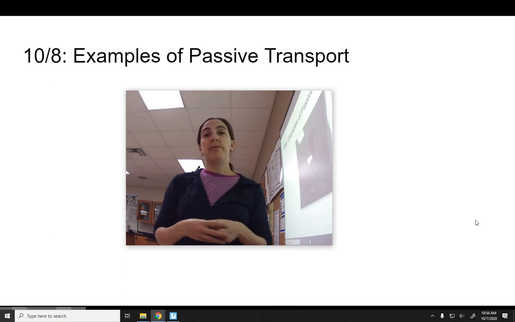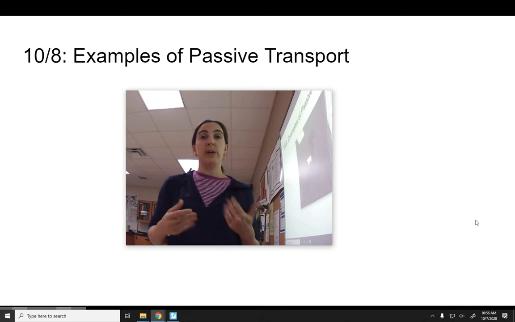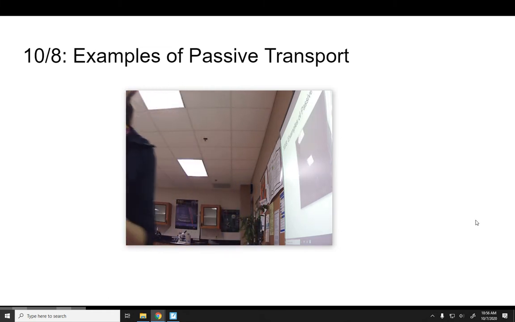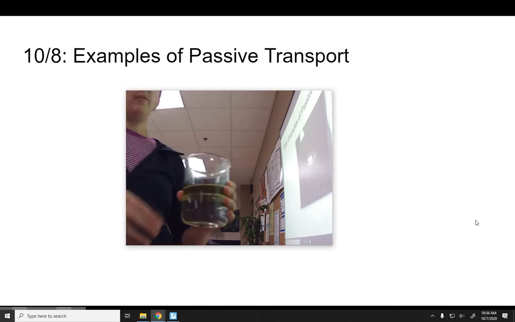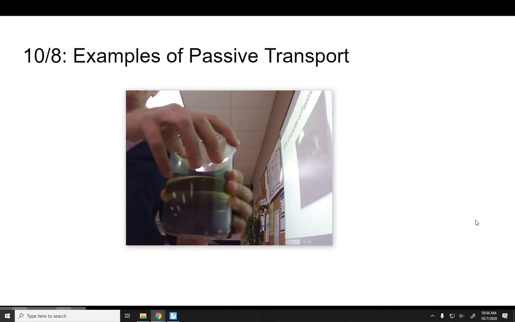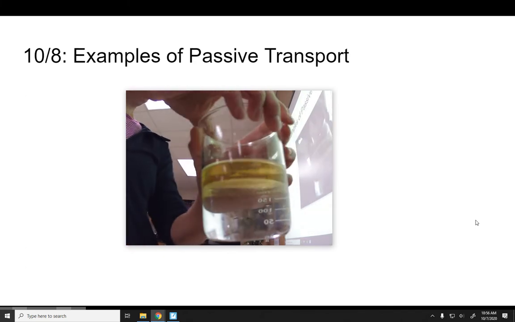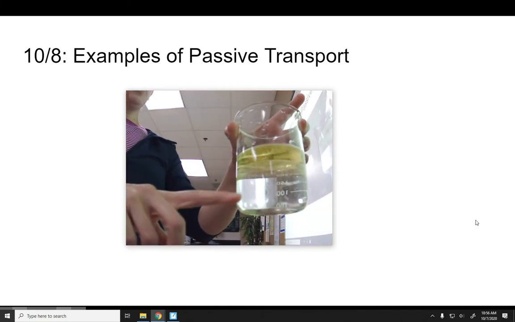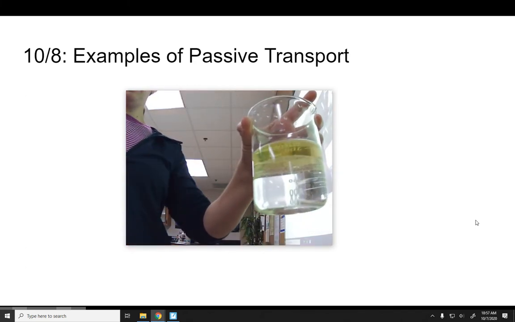We're going to start by reviewing a little bit about cell membrane structure. And to begin with, we actually have a little demonstration. I am going to show you here. I have here a beaker that contains oil and water. The water is the bottom part, and the oil is sitting up here on top.